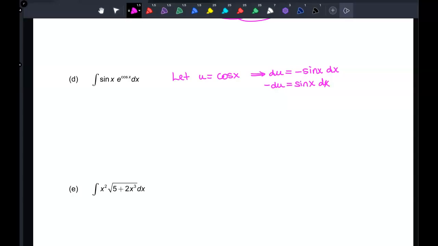Can you put the negative on the outside? So we're going to put the negative outside. And this will be e to the u du. So the sine x and the dx were replaced with du. That negative, I just treat like a -1 coefficient. So just move that to the front. So is it minus c as well? No, not minus c, still plus c. So this will just be negative e to the u plus c. So negative e to the cosine x plus c.